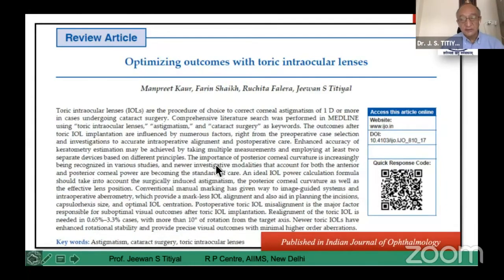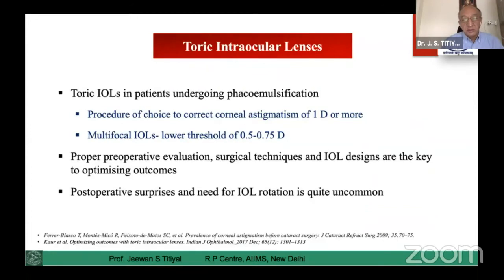This is a review article published in IJO by us. People can go through this, which is very comprehensive on toric IOLs. We all know in our practice, toric IOLs will constitute around 30 to 40% of our cases, where you may have corneal toricity of more than one diopter. And now it has also increased the load if you're looking for multifocal, trifocal lenses. There, even a 0.5 cylinder in the cornea may not give good results. Therefore, you have to look for toric trifocal or multifocal lenses there also.